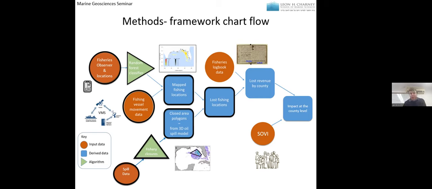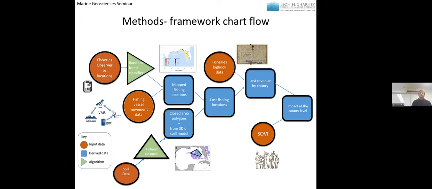Then using fisheries logbook data, which records the economics, how much the fishes are sold for, et cetera, we could compute the lost revenue by county. And then integrating the social vulnerability index, we could compute the impact on the community given its social vulnerability index.